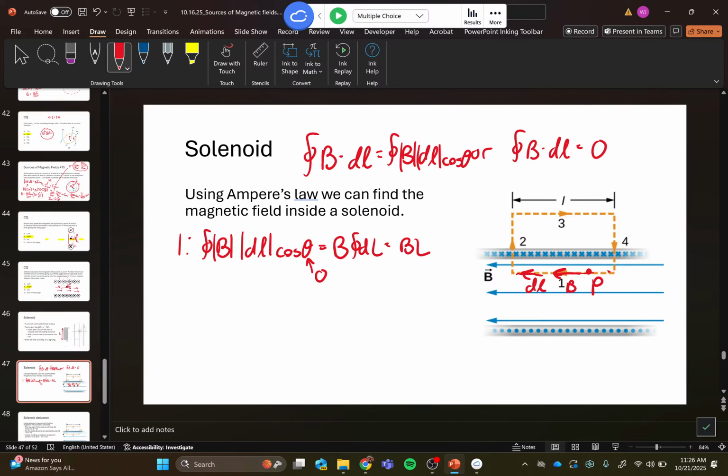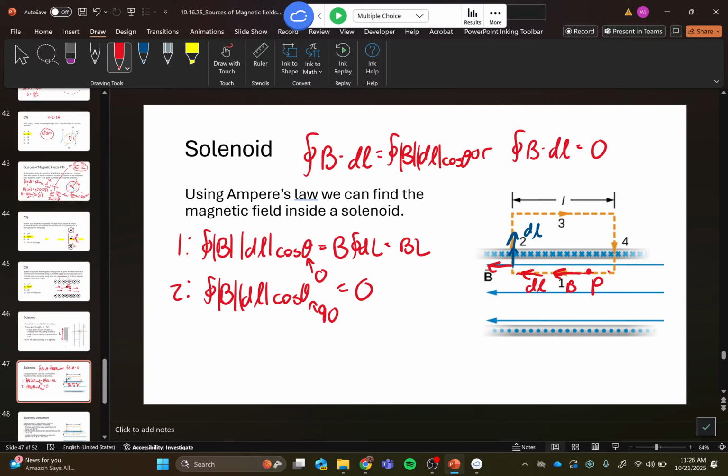Let's now look at path 2. On path 2, which way does the field point? To the left. Which way does dl point? Up. On path 2, what does that integral become? B, dl, cosine theta. What's the angle between these? 90. What is cosine of 90? 0. Boom. That side's 0. By the same logic, side 4 is also 0.